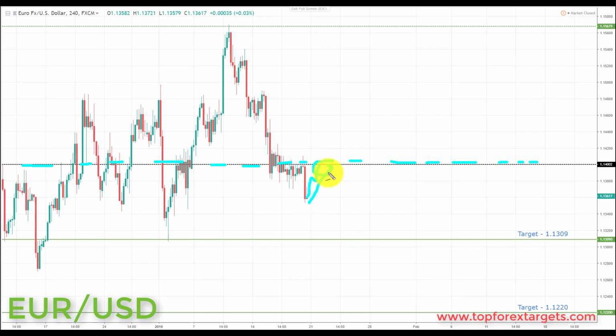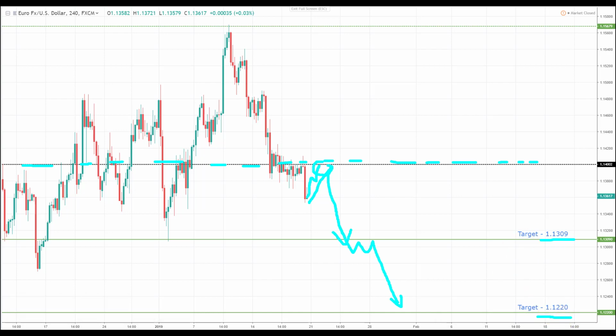And we're going to be looking at initiating shorts down towards the next key area of support to the downside and the target set at the 1.1309. And if we can get a break through here, we're going to be looking down towards the next key area of support to the downside and target 2 at the 1.1220.